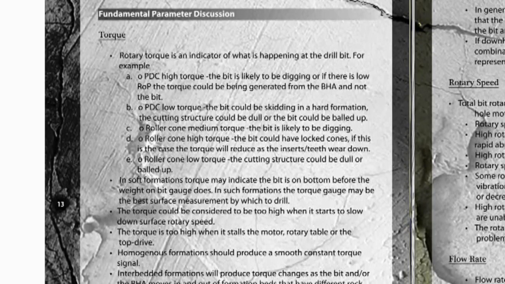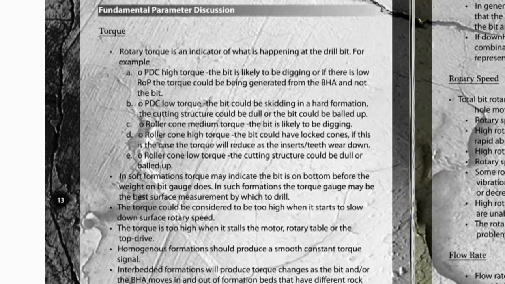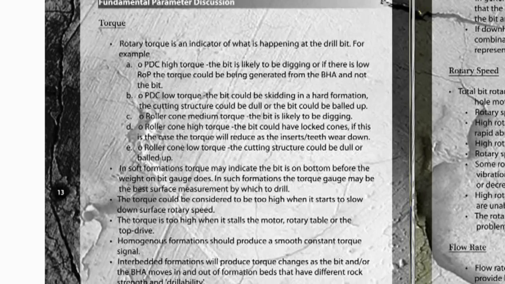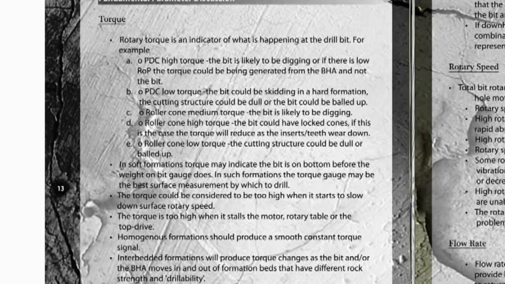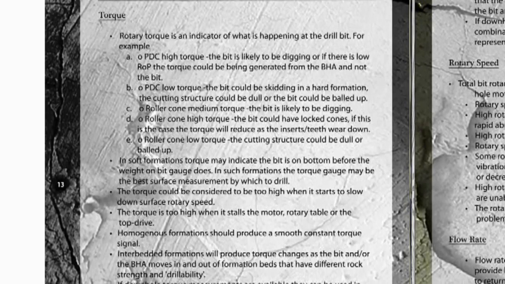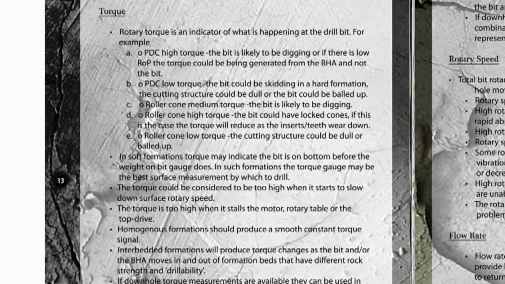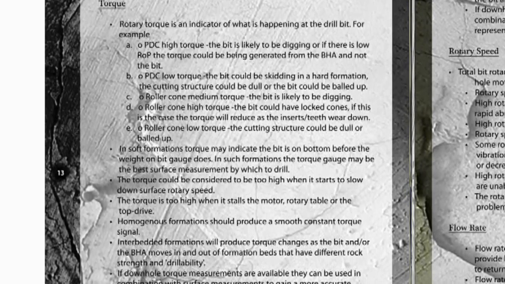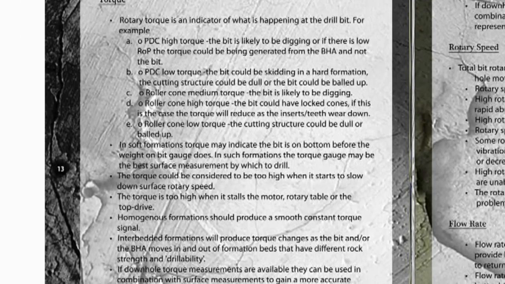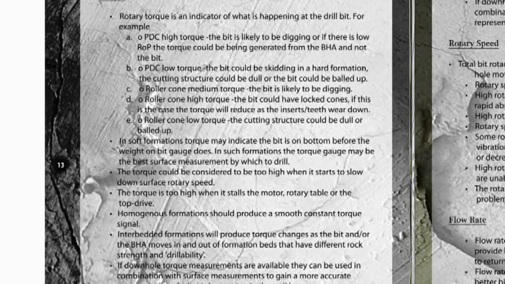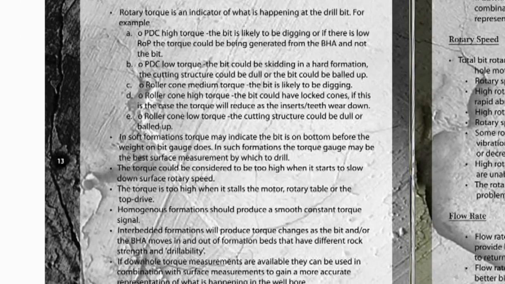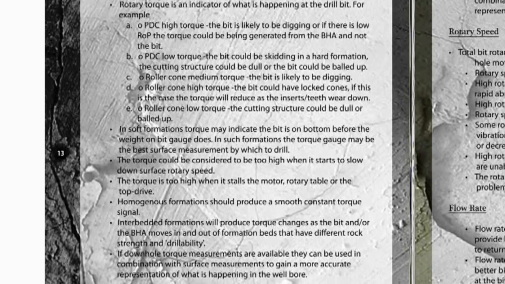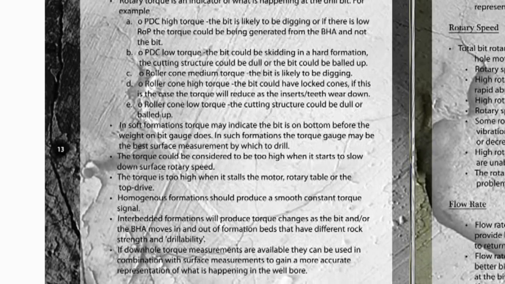Roller cone medium torque. The bit is likely to be digging. Roller cone high torque. The bit could have locked cones. If this is the case, the torque will reduce as the inserts or teeth wear down. Roller cone low torque. The cutting structure could be dull or balled up. In soft formations, torque may indicate the bit is on bottom before the weight on bit gauge does. In such formations, the torque gauge may be the best surface measurement by which to drill.